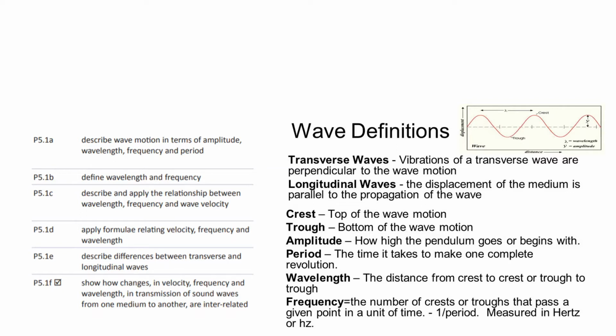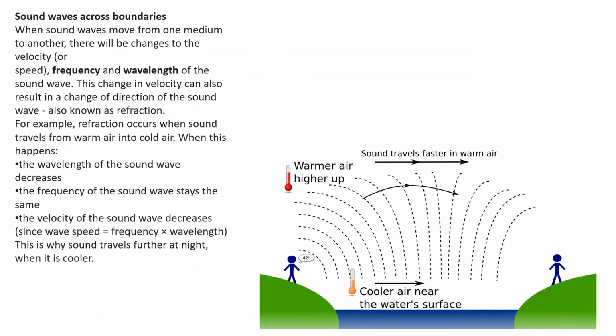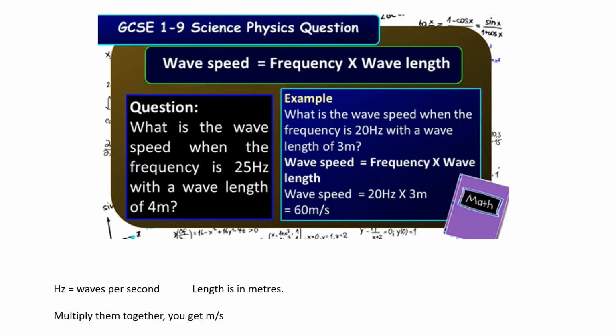Describe and apply the relationship between wavelength, frequency, and wave velocity. That is over here, so let's have a look at the example. What is the wave speed when the frequency is 20 Hz with a wavelength of 3 meters? Use the formula v equals f lambda. So f in this case is 20 Hz, lambda is 3 meters. You times them together, you get 60, and then you put meters per second there.